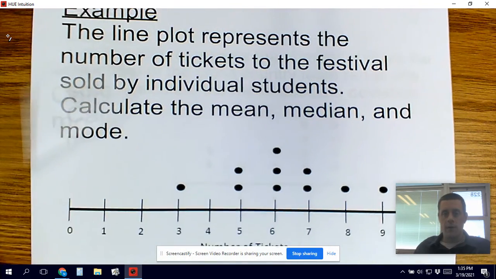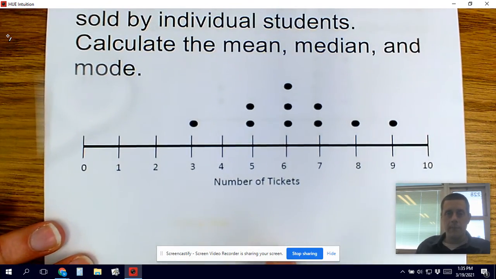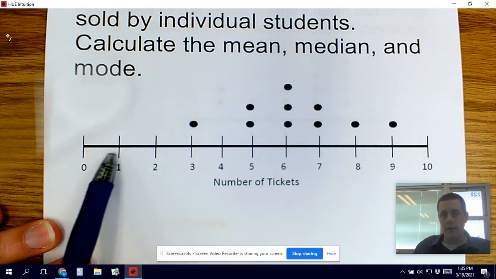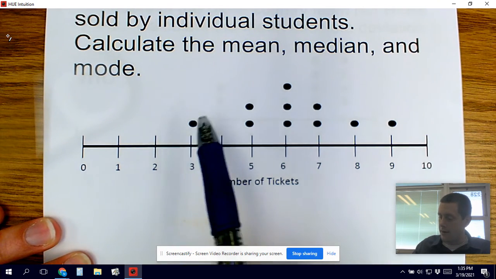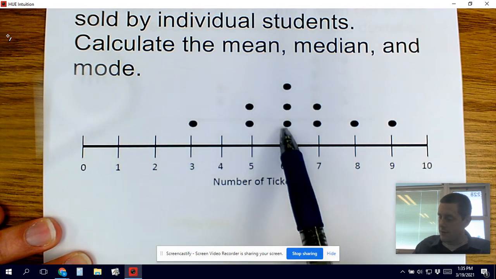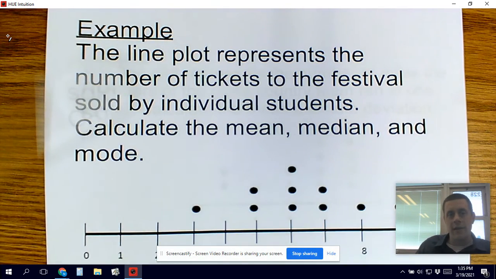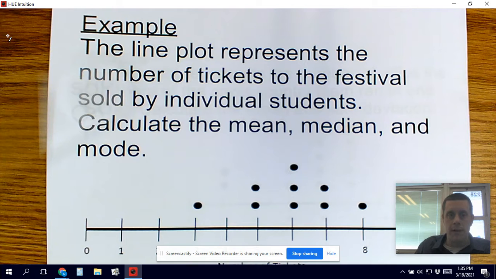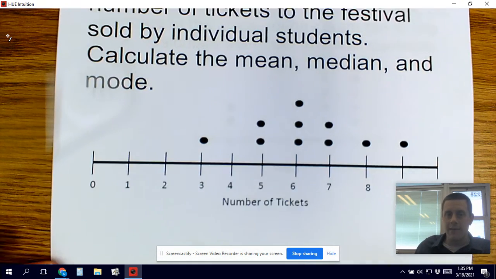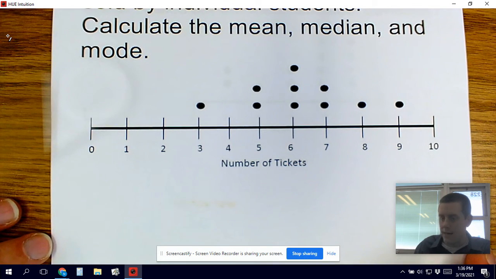So on the screen down below we have a line plot, number line across the bottom, and then we have dots representing each element in a set above that number line. So the example says the line plot represents the number of tickets to the festival sold by individual students, and it asks us to calculate the mean, the median, and the mode of this data set.